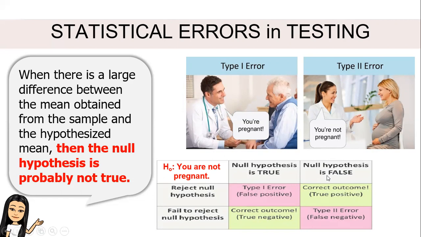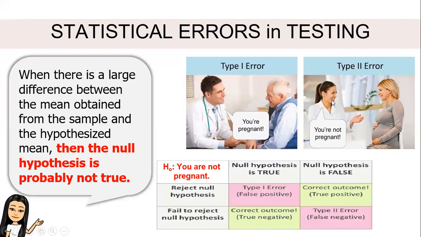However, if you say that you are not pregnant and the null hypothesis is false, so then you rejected it, that's a correct outcome. Also, the null hypothesis here is true, but you did not reject it, so it's still a good one. We have a true positive and a true negative. That's okay. However, for the second scenario, this woman is really pregnant.